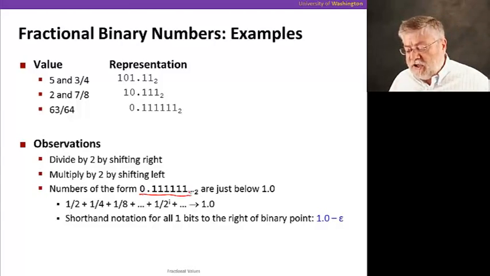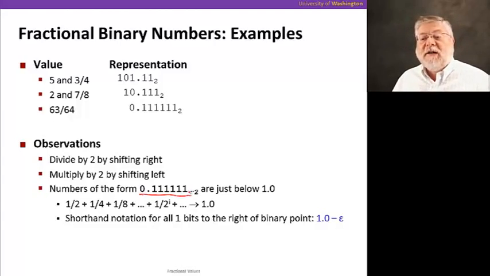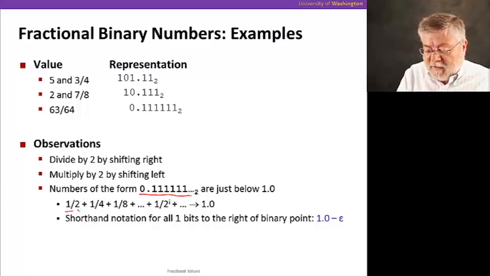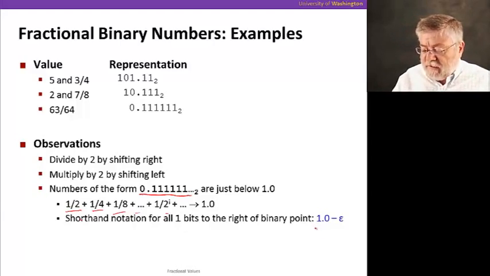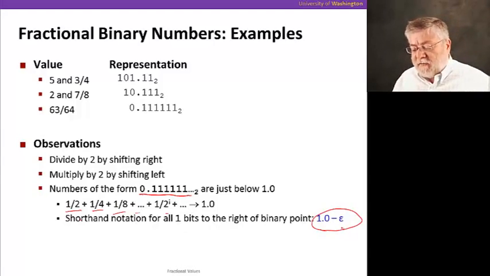Okay? One other observation to note is that numbers that are of this form with these leading trail of 1s are just below the value 1.0, because if we had a little bit more, then they would be just equal to 1. So if we added 1/2 plus a fourth plus an eighth plus a 16th and so on, infinitely far down, we would approach 1 but never quite get there. So often we'll see a notation like this to avoid writing the long, long string of 1s. We just say 1 minus epsilon, minus a smidgen to indicate that.